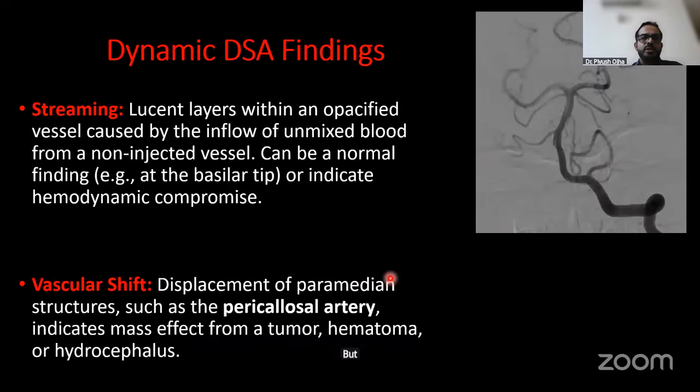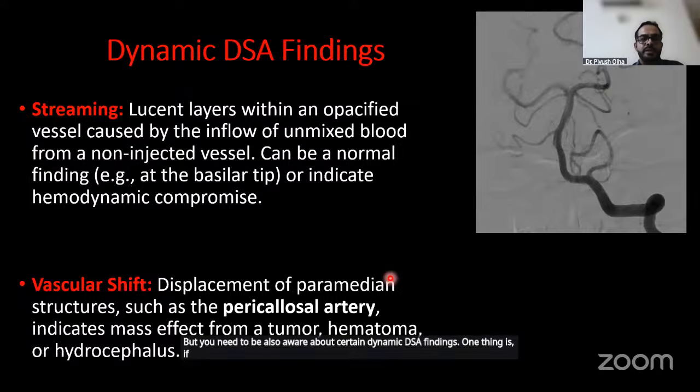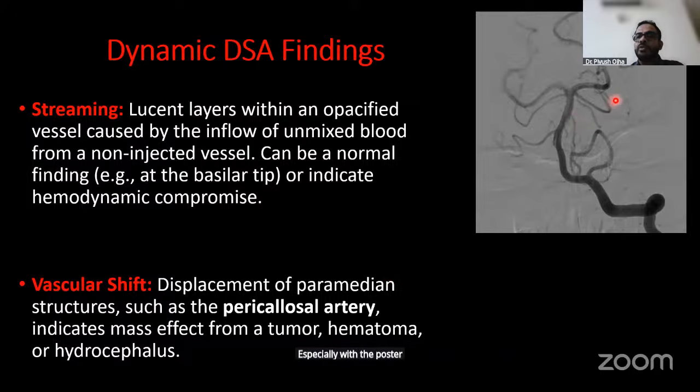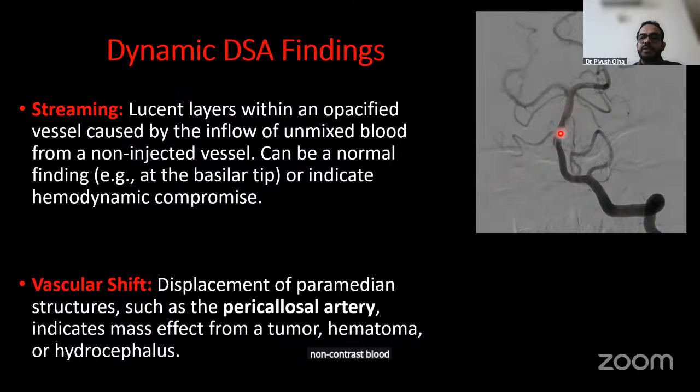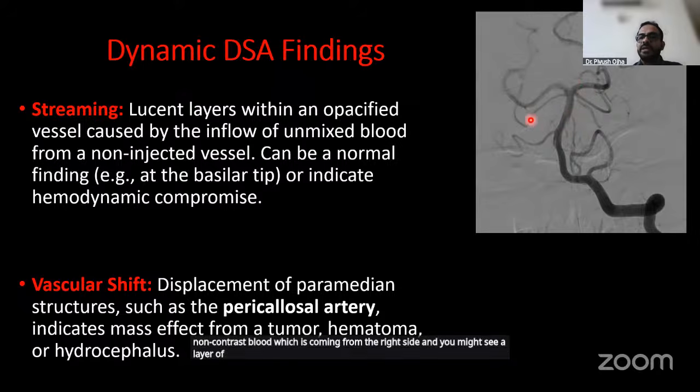But you also need to be aware of certain dynamic DSA findings. One thing is, especially with the posterior circulation, if you look at this particular run of the left vertebral artery, you might see certain lucent layers inside the basilar artery. This is not abnormal. When you're injecting from the left vertebral artery, you see contrast, but there is also non-contrast blood coming from the right side, and you might see a lucent layer inside the basilar artery, only because of the non-contrast blood coming from the opposite side.